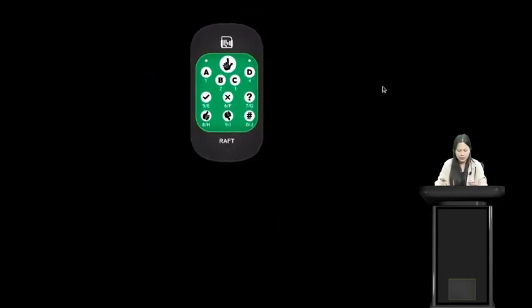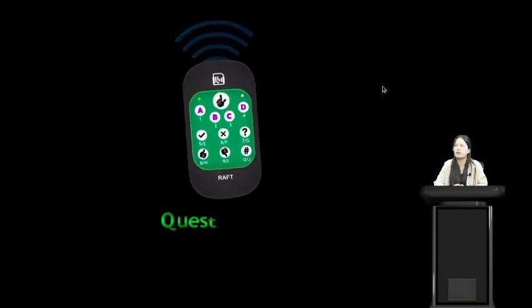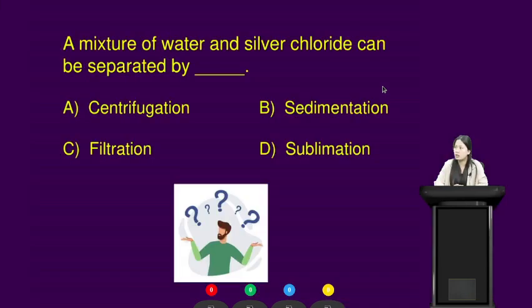All right students, we have another question. Please get your rough devices ready. The question is, a mixture of water and silver chloride can be separated by which of the following? I'm giving you 15 seconds to respond to this question. Your time starts now. So we have a mixture of water and silver chloride. How can we separate them? By using which method? Centrifugation, sedimentation, sublimation, or filtration?